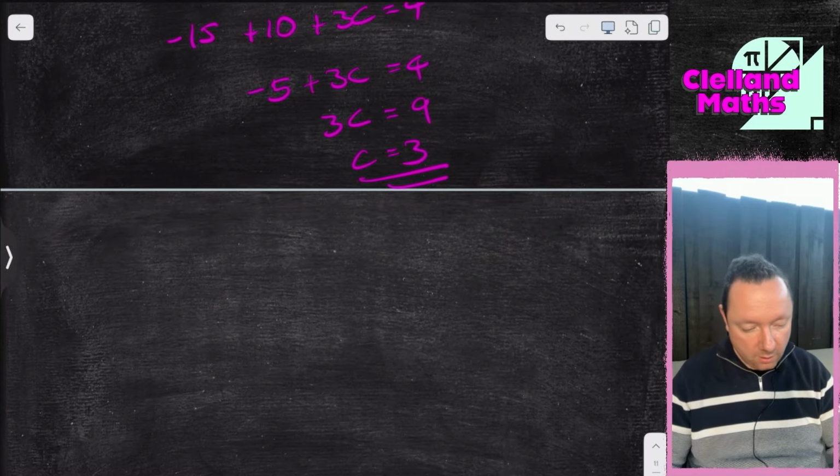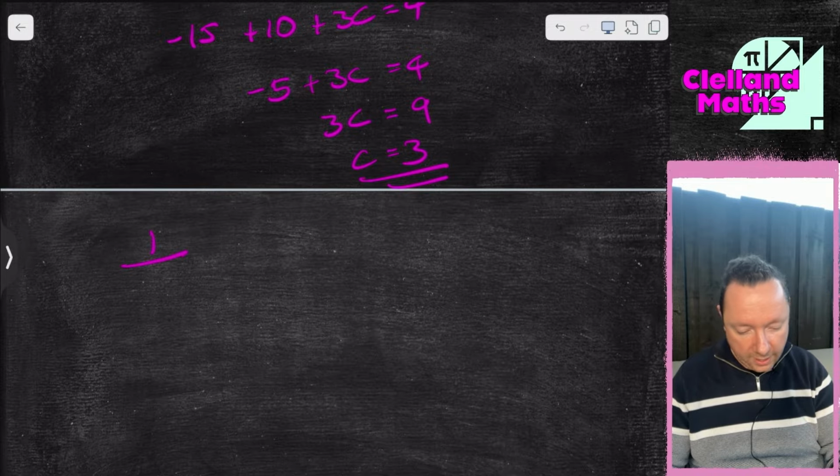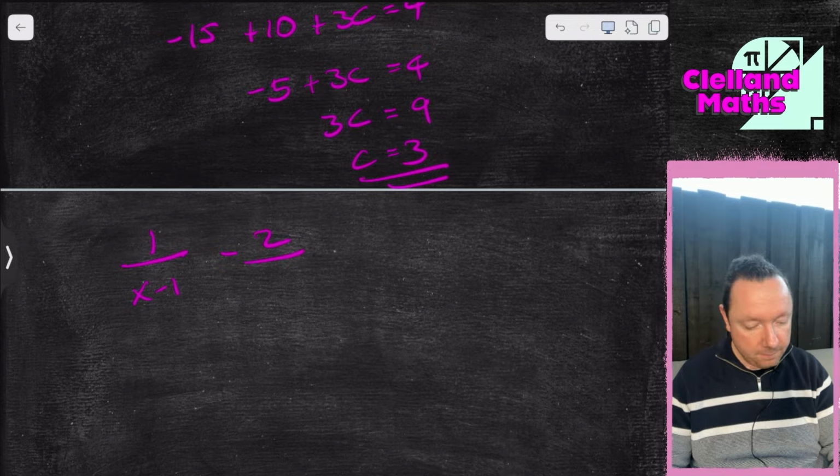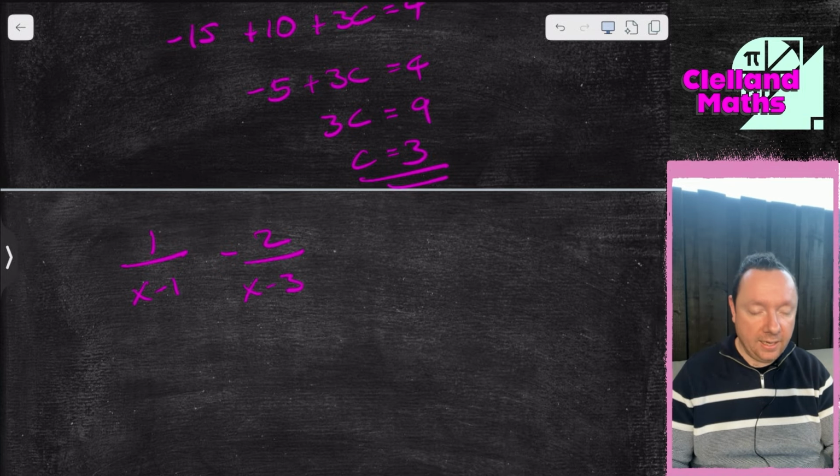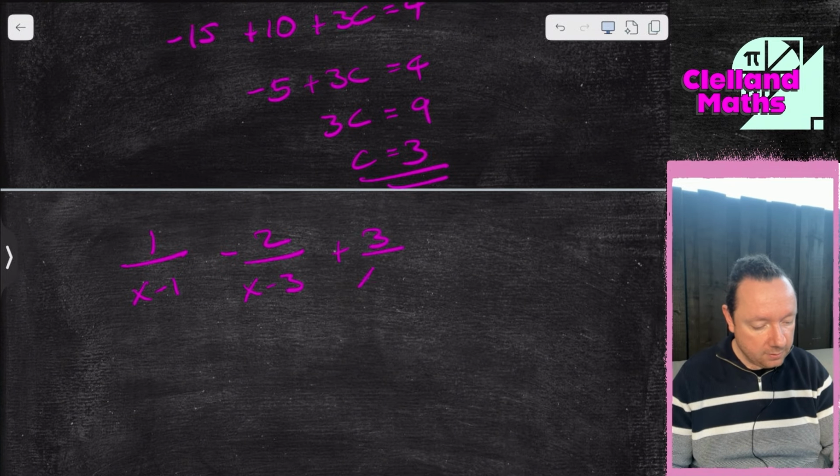So then we just put it all back in for A, B, and C. So finally, our answer is 1 over x minus 1, minus 2 over x minus 3, plus 3 over x plus 5. And we're done there.